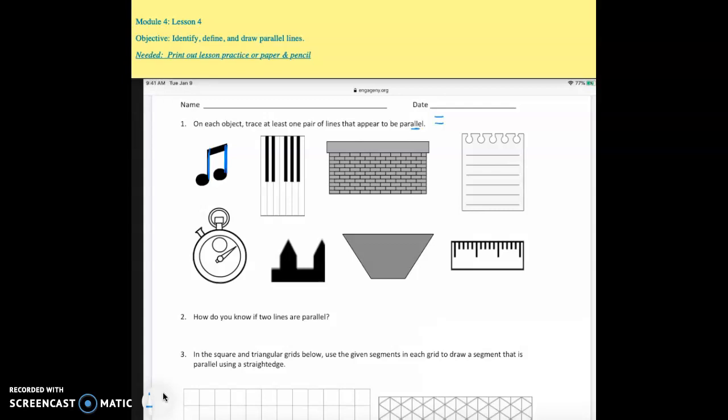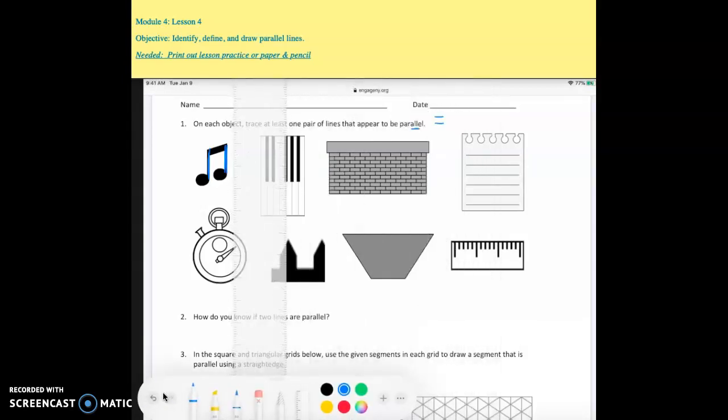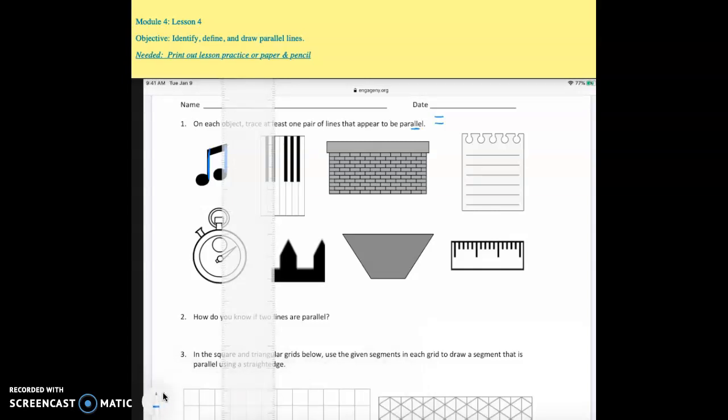All right, how about on the keyboard? I definitely see quite a few parallel lines. I'm gonna choose the edge of this black one. That's parallel. And the edge of this black one, parallel. Of course, I didn't draw exactly, but you get it, right?